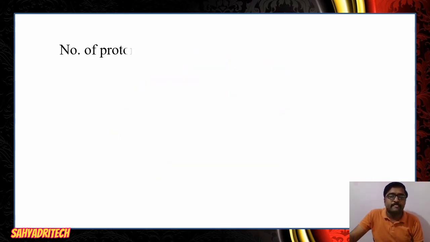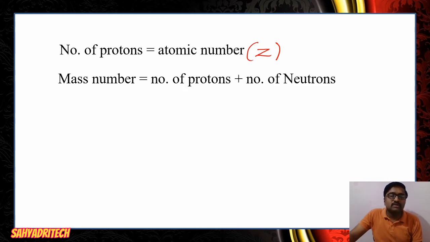Together they constitute an atom. Now if we consider the number of protons, for a neutral species, if the atom is not going to carry any charge, the atomic number Z itself indicates the number of protons. So the number of protons is equal to the atomic number. Further, the mass number, which we indicate as A, is the number of protons plus the number of neutrons. That is, the sum of protons and neutrons gives the mass number. So for an atom, the atomic number itself indicates the number of protons as well as the number of electrons.